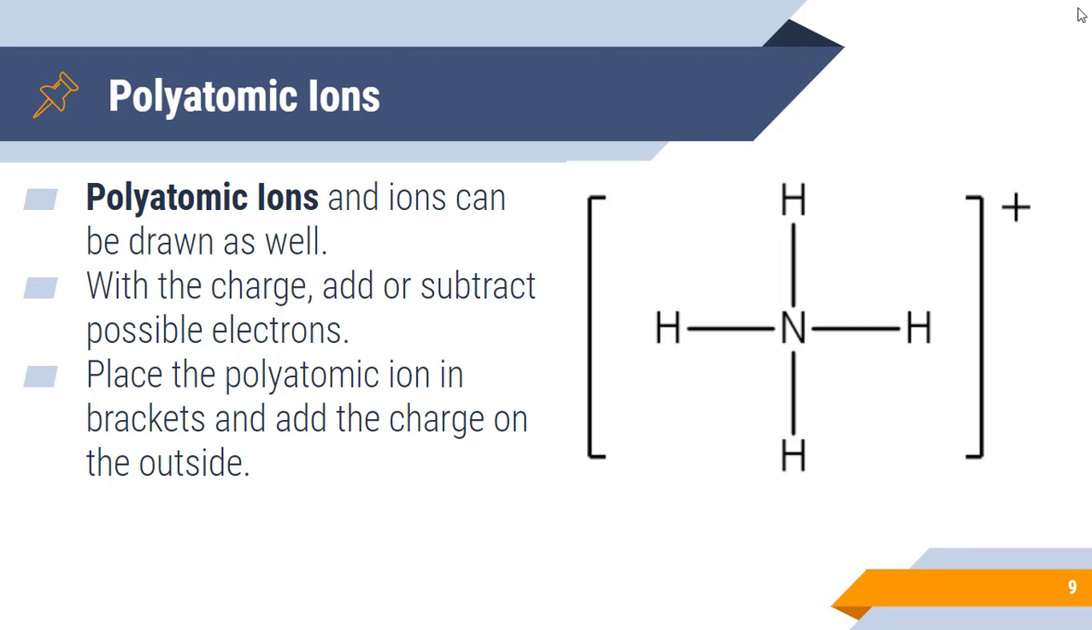So here you have NH4. And you would think it would have 9 electrons, 5 from nitrogen and 1 from each hydrogen. 5 plus 4 is 9. But because of that positive charge, it actually only has 8 electrons. When you draw your polyatomic ion, you need to place it in brackets and then place the charge on the outside. Yes, I will be grading for that. So make sure that you realize that if it is a polyatomic ion, you must draw it in brackets and the charge must be on the outside.